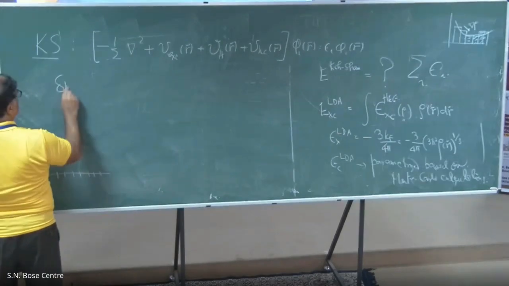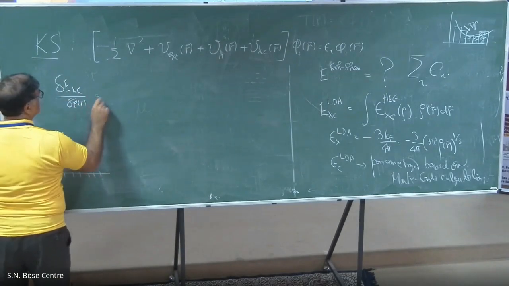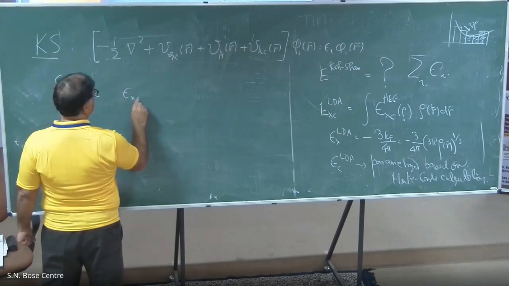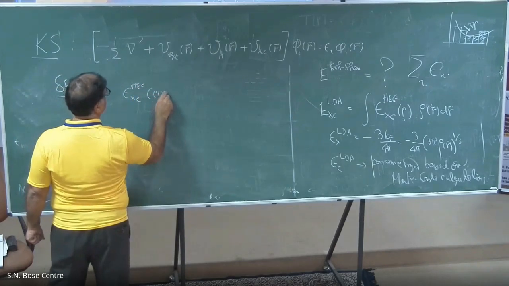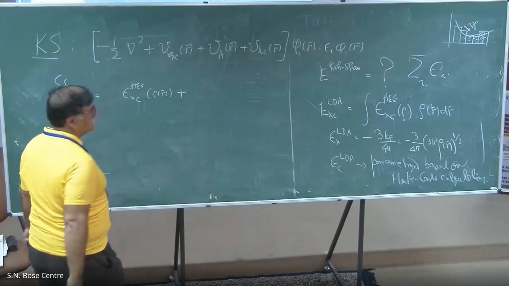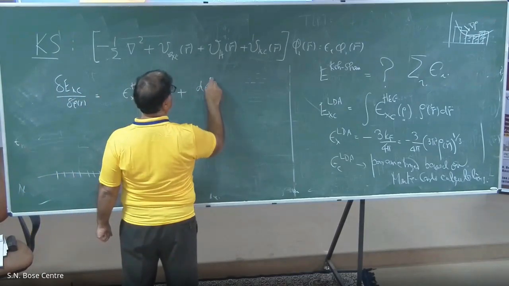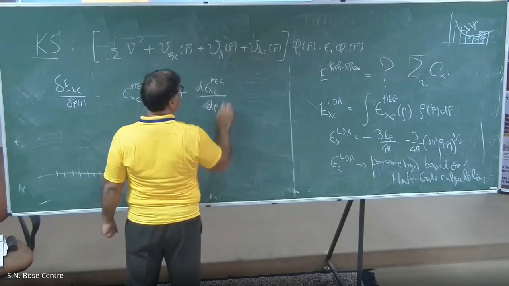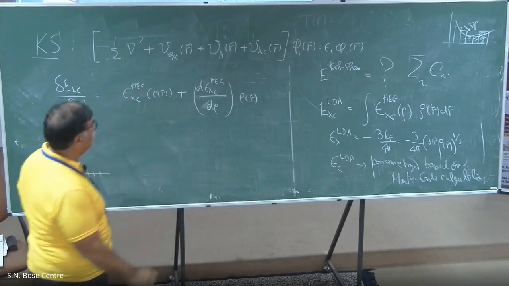Take delta E_XC over delta rho(R), which comes out to be epsilon_HC^HEG(rho(R)) plus epsilon_HC^HEG prime, in the end.